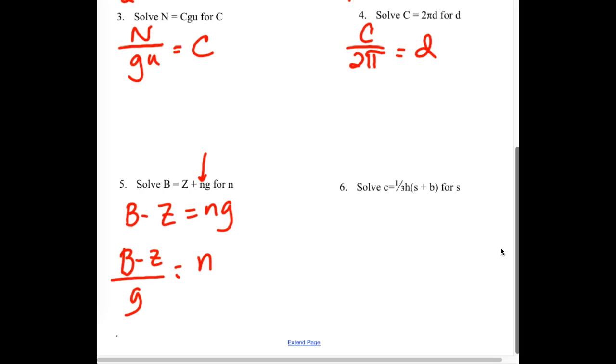Okay. Question 6. Why are there parentheses around the s plus b? Okay, it's indicating multiplication. We have a 1/3 and an h that's supposed to be multiplied to that. But we are trying to get s by itself. So rather than distribute the 1/3 h in, can we just divide it to the other side? Get rid of it? All right, so dividing the 1/3 was really doing what? Multiplying by 3.